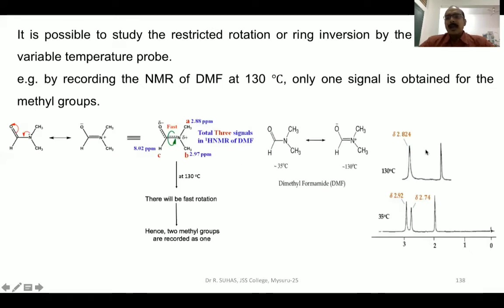So what is the application of this variable temperature NMR that we have to see now one by one. It is possible to study the restricted rotation or ring inversion in the molecule by the application of variable temperature NMR.